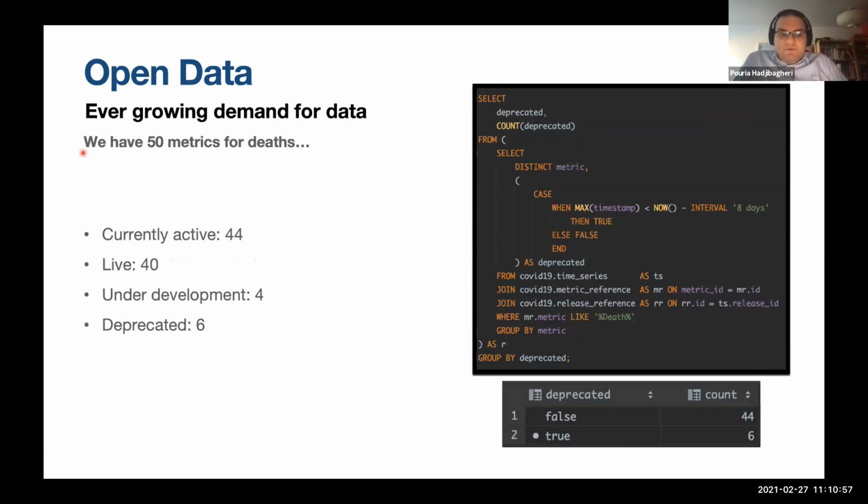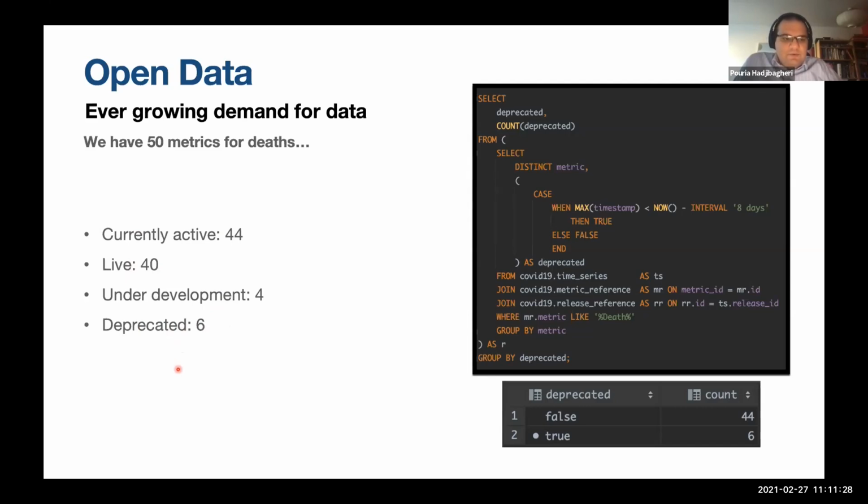As I said, we have ever-growing demand for data. Right now, we have 44 metrics currently active for deaths, just deaths in the UK. Of that, 40 are active, 4 are under development, and 6 have been deprecated. So there used to be 50, now 6 have been deprecated, so there are 44 remaining. And that needs maintenance, that needs sourcing.